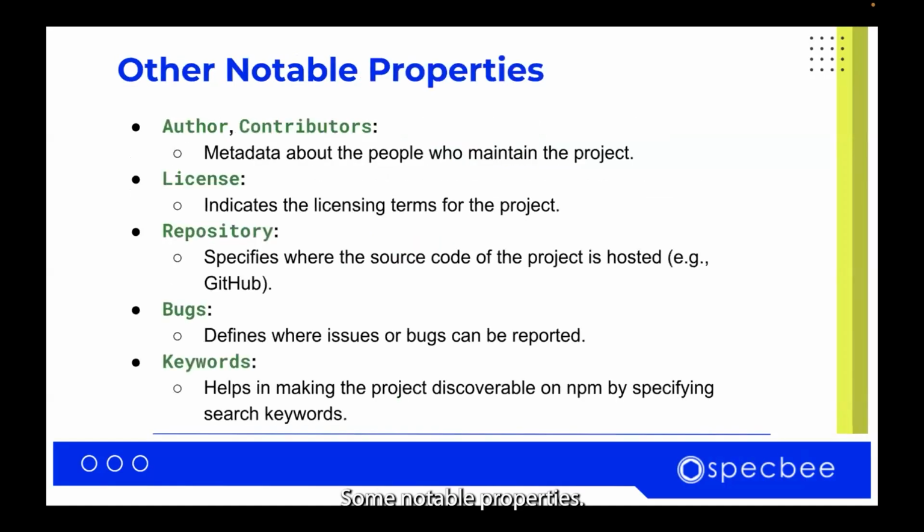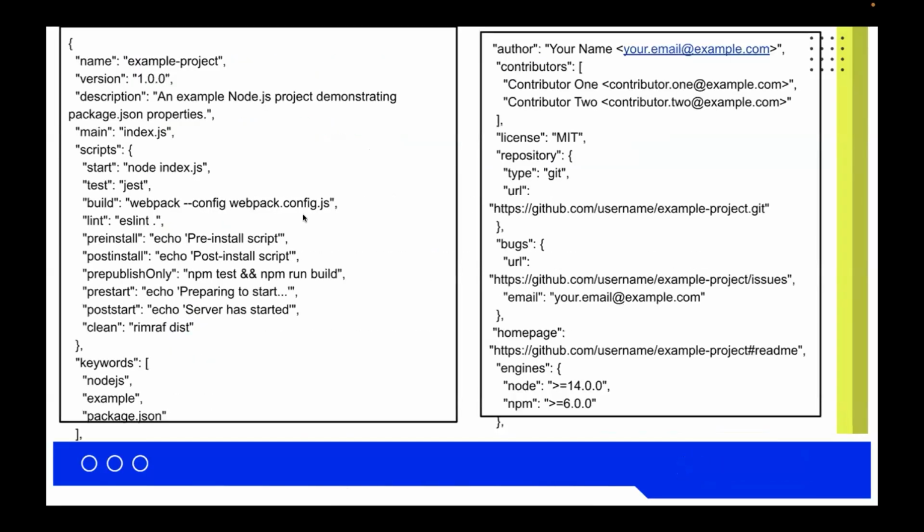Some notable properties are, yeah, we have also covered this. Here is a demonstration of each and every property which is added inside the package.json, and they are listed here. As we can see, name is the name of the project, then version, and description, which is a description of the project. Main will be index.js. This will be a Node.js project script. So that's why it's looking like this.